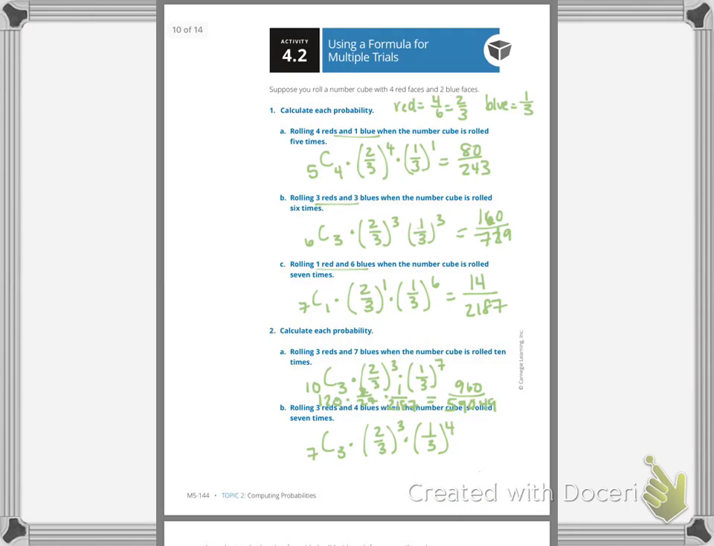Okay, let's check our last one here. So 7, choose 3 times 2/3 to the 3rd times 1/3 to the 4th. Okay, that one was good. So 280 over 2187.